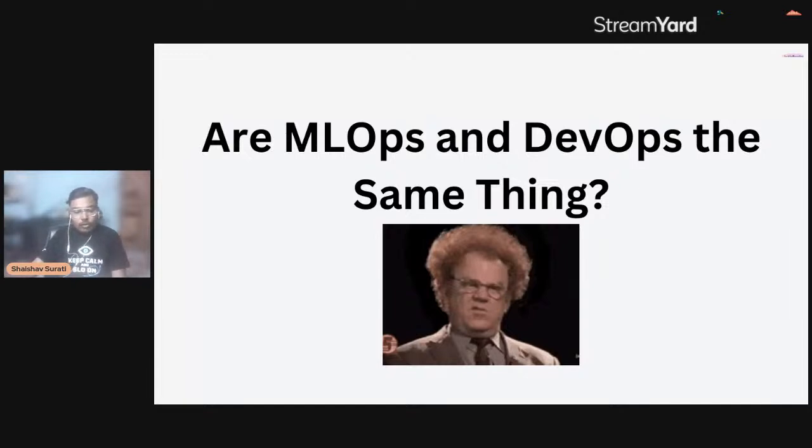MLOps consists of all the capabilities that IT, data scientists, and product teams need to apply, run, govern, and protect machine learning models in production at scale.